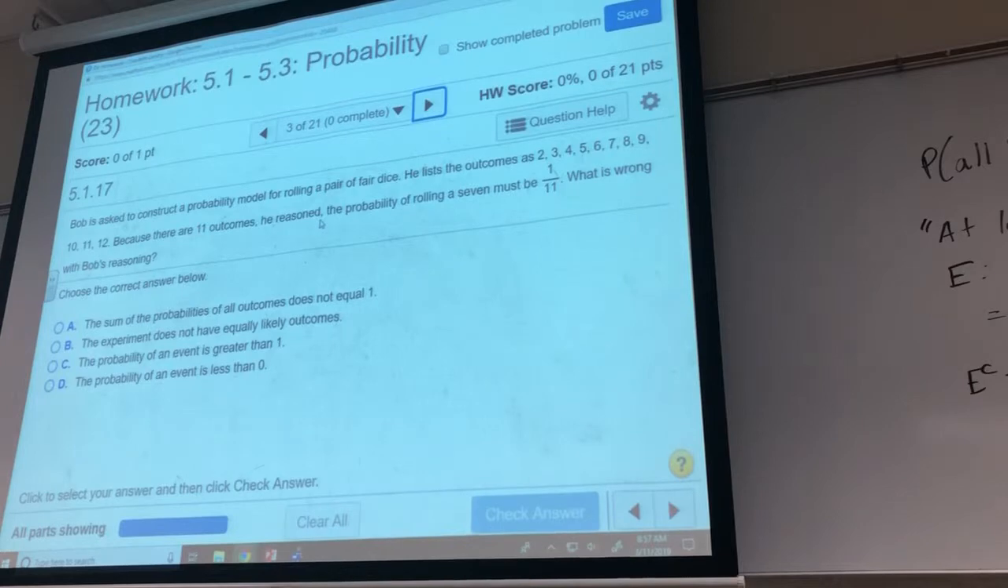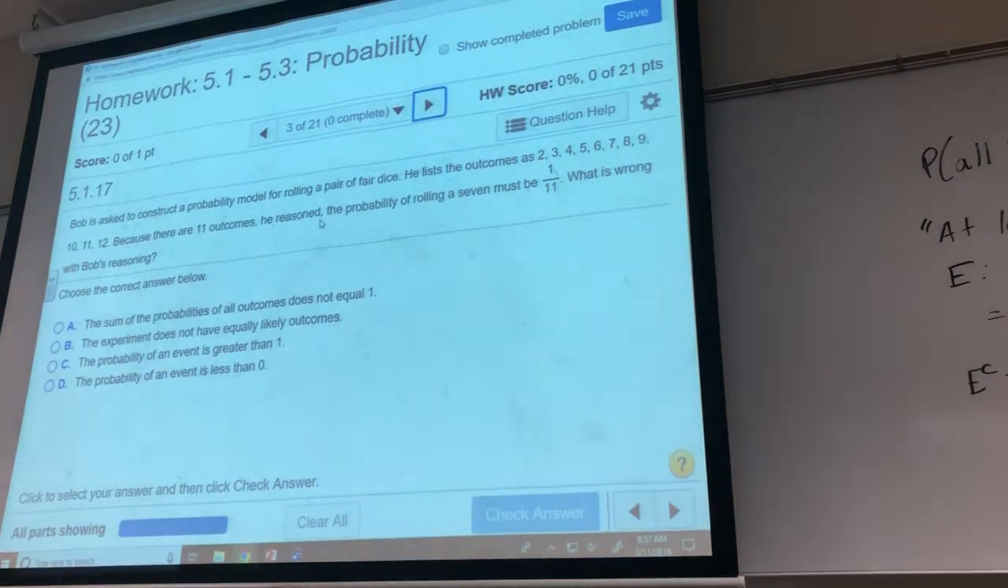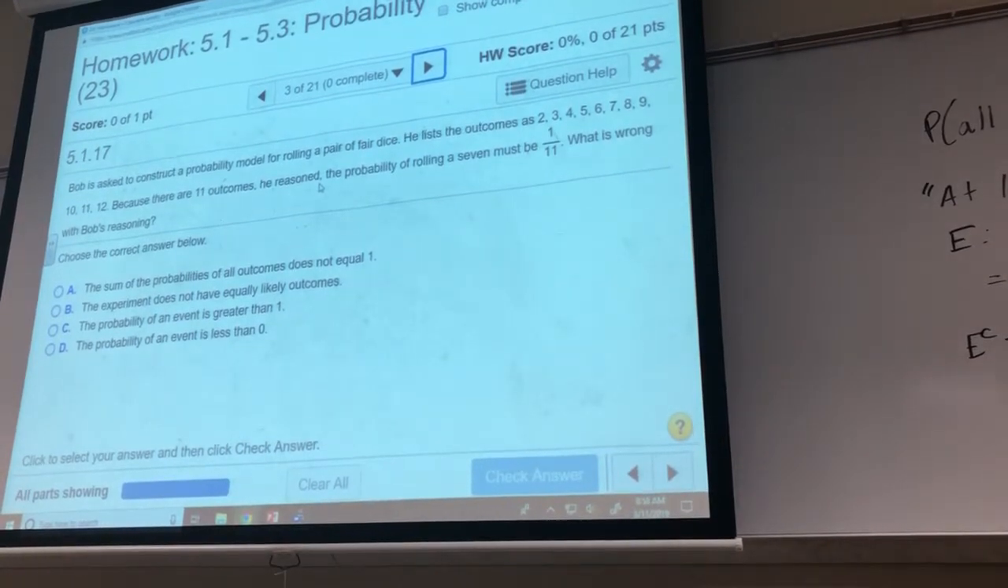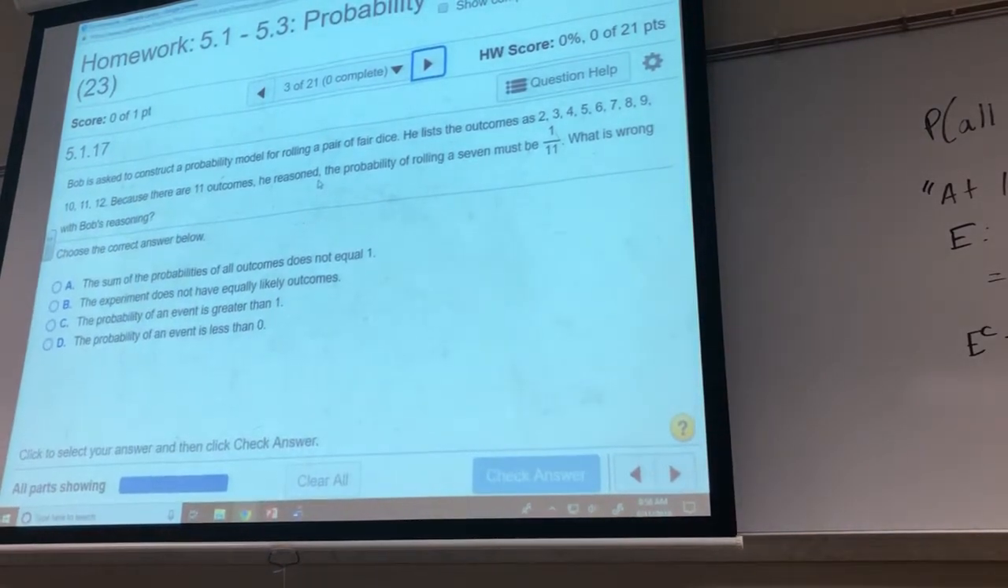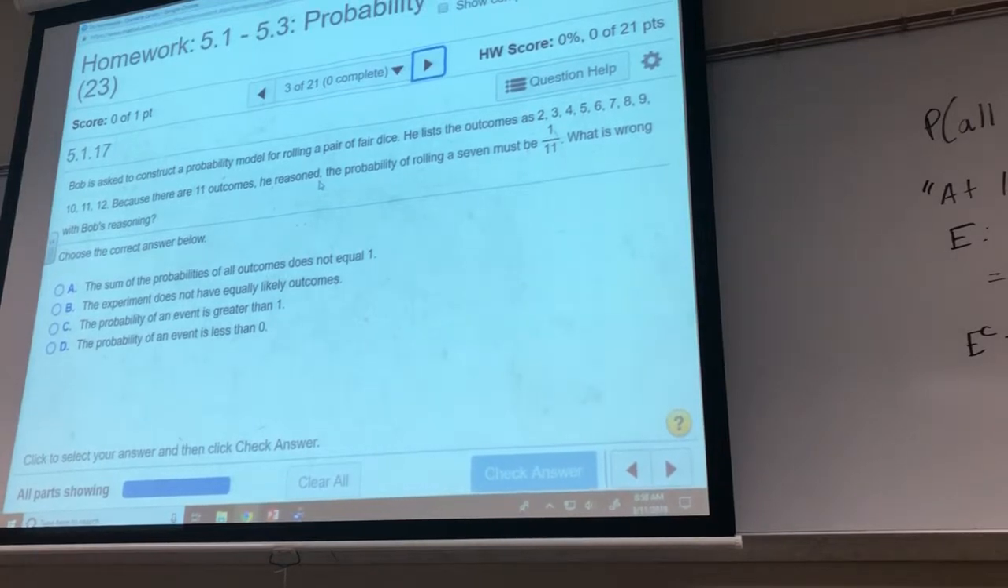All right, so for number 3, Bob's doing a probability model for rolling a pair of fair dice. So he's going to roll 2 dice and then add them together to see what their sum is. So the outcomes are going to be 2, 3, 4, 5, 6, 7, 8, 9, 10, 11, and 12. And then he says the probability of rolling a 7 is 1 out of 11. And then it asks you what's wrong with Bob's reasoning. Does anybody know what's wrong with that? Say it again? B? Right. So the experiment does not have equally likely outcomes.